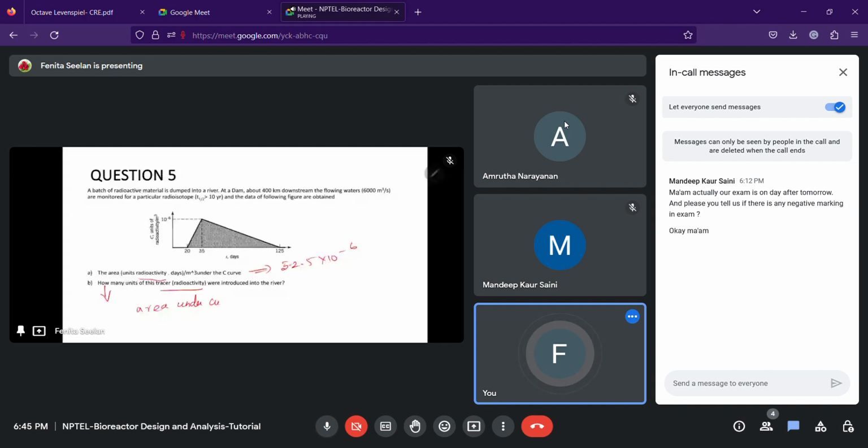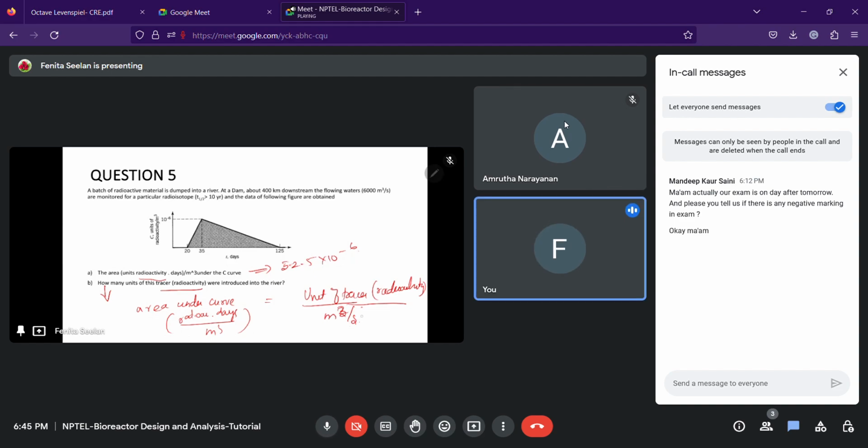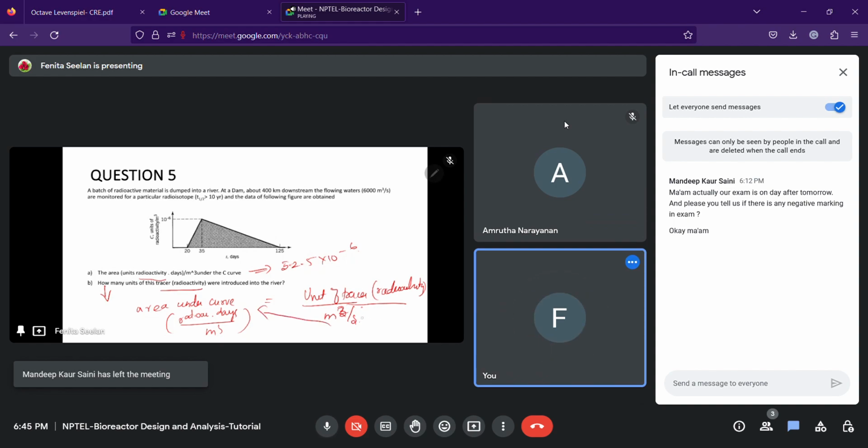The unit is what? This radioactivity into your days divided by meter cube, right? And to get the same, we will call unit of tracer. The unit will be what? Radioactivity. And if you divide it by your flow rate, meter cube per second, we can convert it into days because we have it in the form of days. If you do this, we will get this value. So that's what we are going to do, but with the conversion factor.